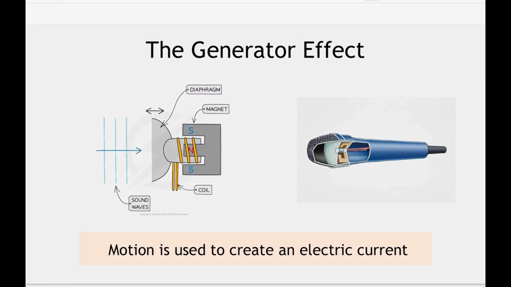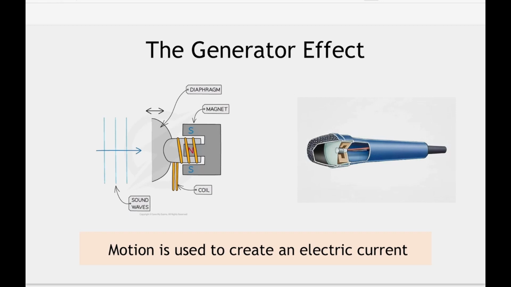When using a microphone, your voice causes air particles to move back and forth, making them vibrate. These vibrations are sound waves, which cause a diaphragm in the microphone, as seen over here, to move back and forth, which in turn moves a coil back and forth as well. The moving coil cuts through the field lines of a permanent magnet, seen here with its south and north poles, and this induces a potential difference and an electric current.